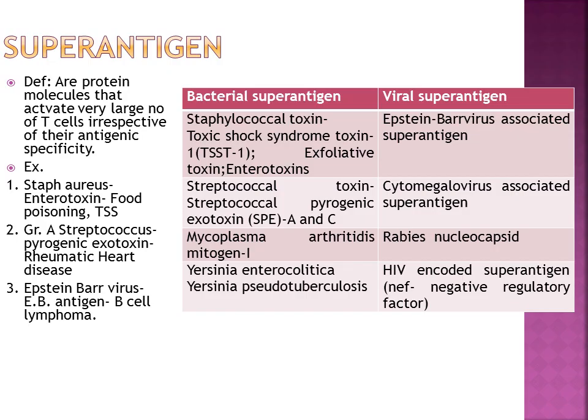First is Staphylococcus aureus. It has enterotoxin, which acts as a superantigen, and then it gives rise to diseases like food poisoning and toxic shock syndrome. Then the second example is group A Streptococcus. In that, pyrogenic exotoxin is a superantigen, and then it causes diseases like rheumatic heart disease. Then third is Epstein-Barr virus. In that, the Epstein-Barr virus antigen acts as a superantigen, and then it causes diseases like B-cell lymphoma.